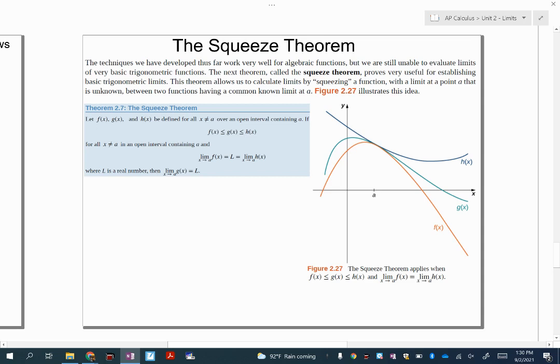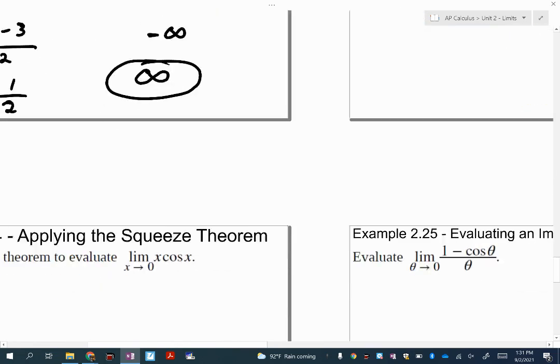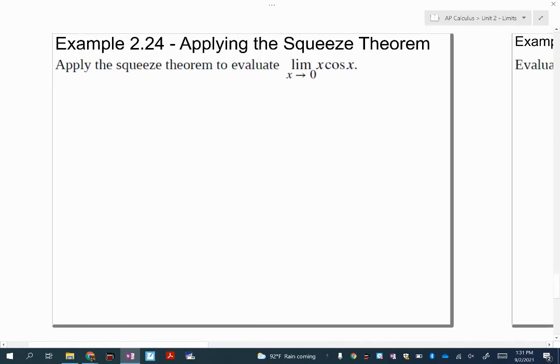I'm going to do an example, but I will say this is pretty tricky because it's going to essentially ask you to be creative and come up with the bread, if you will, of your sandwich for the squeeze theorem. So I'll show you how I came up with these two functions for the bread, but ultimately you're just going to have to get creative and guess and check if you're having trouble. Okay, so let's try this one.